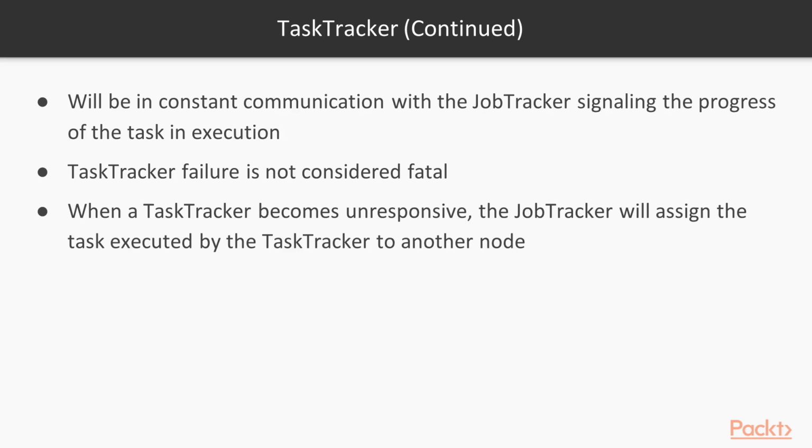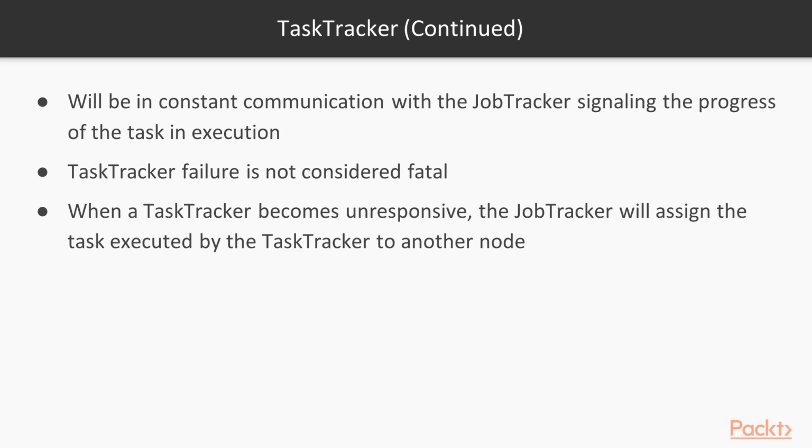When a task tracker becomes unresponsive, job tracker will assign that task to another node, which means that task tracker keeps on giving updates to job tracker saying, okay, I have done 50%, I have done 60%, I have done 70%, and so on, and keeps on informing job tracker. But the moment TaskTracker is down, it doesn't mean that your complete Hadoop is down.